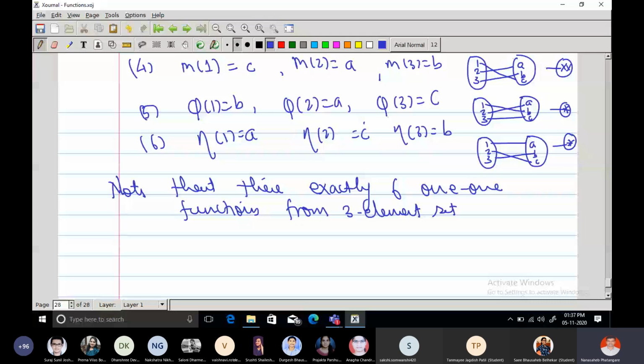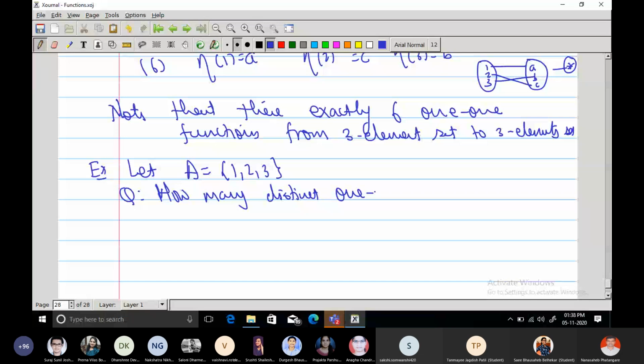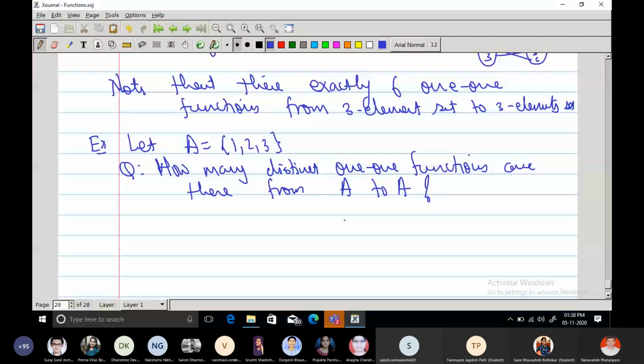Now let A be equal to {1, 2, 3}. Then my question is how many distinct one-one functions are there from set A to A? The answer is 6.